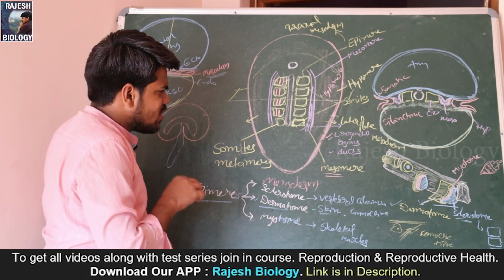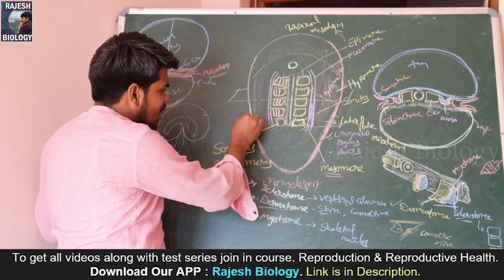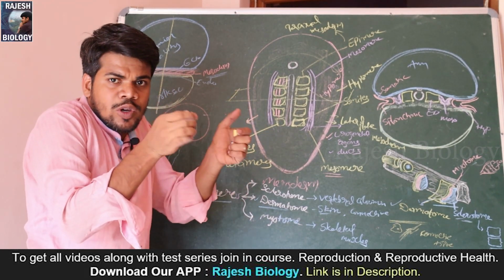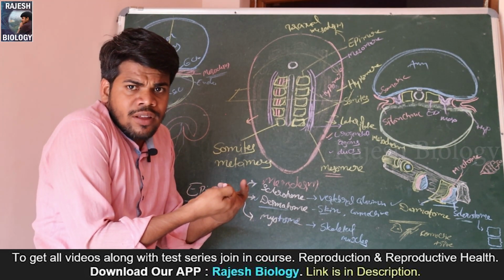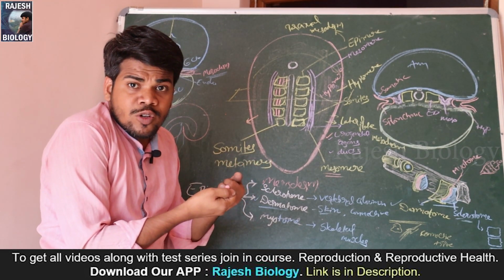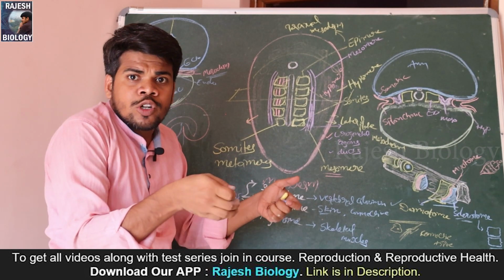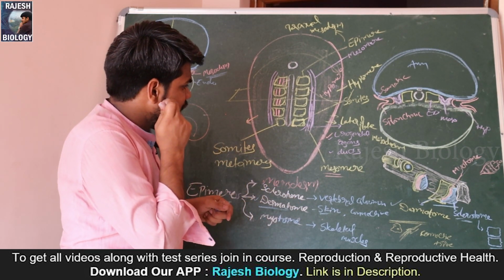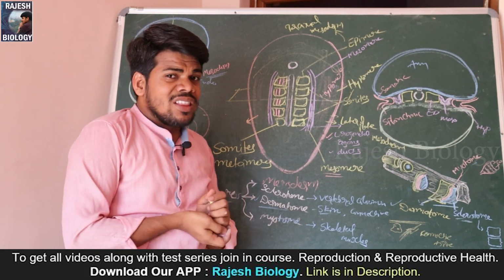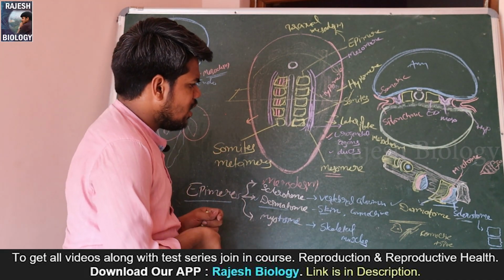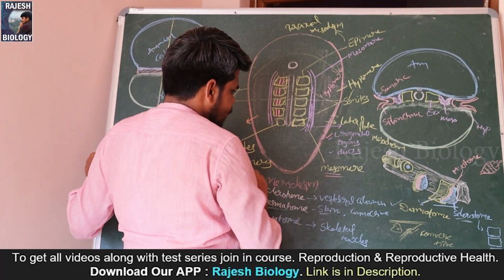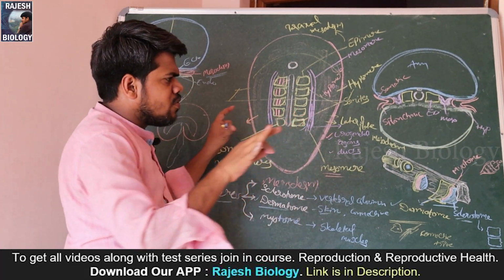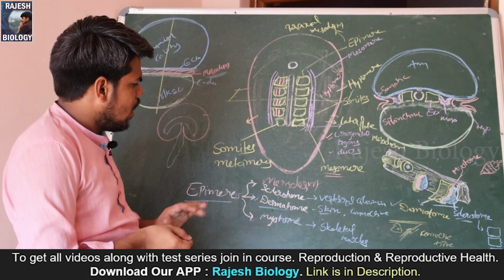Okay, and last but not least, the part which covers the gut, because it is going to bend in this manner. So when it bends, close to the notochord is the epimer, and close to the gut is the hypomer. Very close to the gut, the hypomer is going to form the coelom. It is going to form what? The coelom. How the coelom is formed, I'll tell you now.